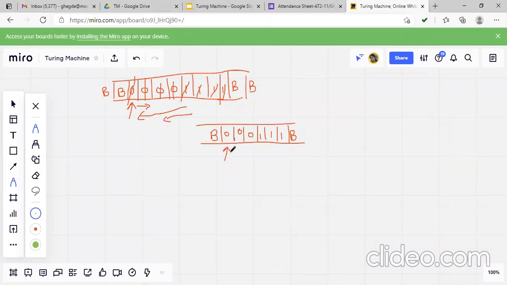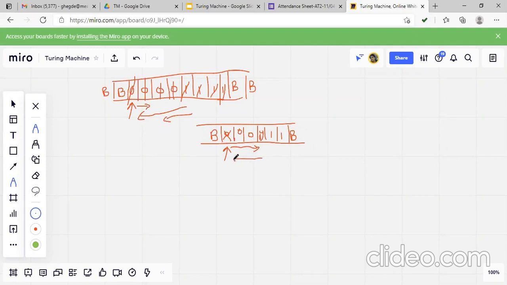As we have done in our pushdown automata, we represent different symbols, right? We'll do that here too. So I read a zero. What we'll do? We will make it x, and we'll move forward till I get a 1. Forward means right, right? We'll move right till we get a 1. If we get a 1, we'll make this 1 a y and come back. Coming back means we are moving left.